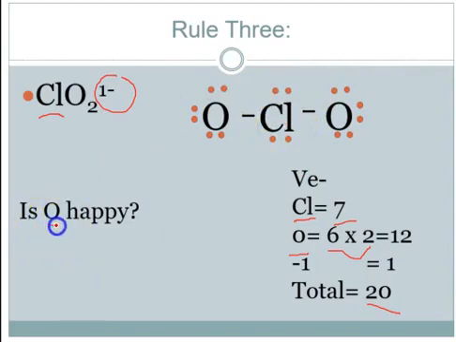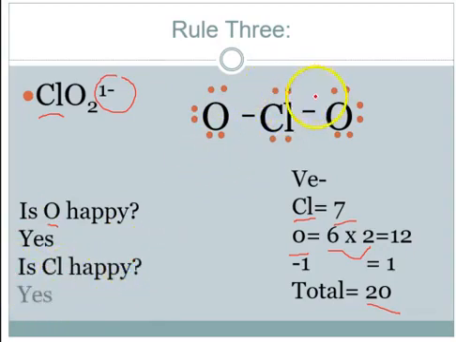So is oxygen happy here? Yeah, each of these oxygens has 8 electrons. Is chlorine happy? Yes. When I distributed the extra electrons to chlorine, 1, 2, 3, 4, 5, 6, 7, 8 electrons. So everybody's happy. This is a completed diagram for this ion.